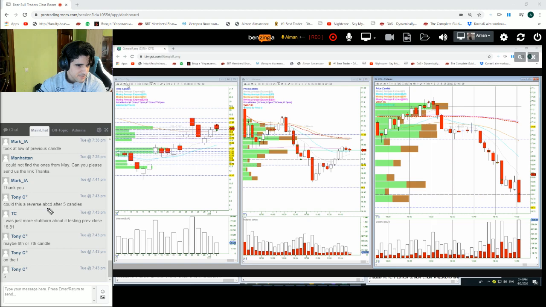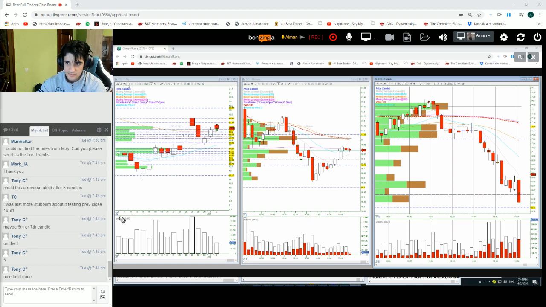Could this be a reverse ABCD after 5 candles? Let's see the 5 minute chart. This could be a reverse ABCD pattern right here, but I would not take to the short side on the first 5 minute candle low, because this was a parabolic pullback right there. Yes, this was a 70 or 80% pullback, which sometimes I really like to see. But looking at those candles right here, I would be a little bit hesitant taking it on the first new 5-minute low, because it could simply do a higher low and then continue uptrending.